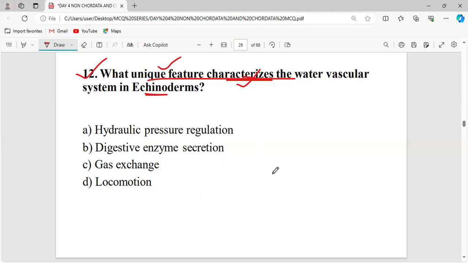They are all functions of the water vascular system, but the question is the mechanism through which the water vascular system works. What is the name of that mechanism? How are they working? Good. Hydraulic pressure regulation. Of course, it replaces respiration, excretion, and other physiological activities, just like the canal system in porifera. But the basis on which they work is hydraulic pressure regulation.